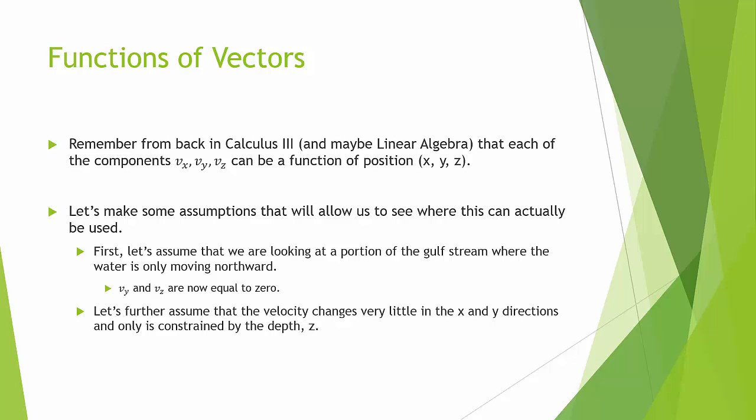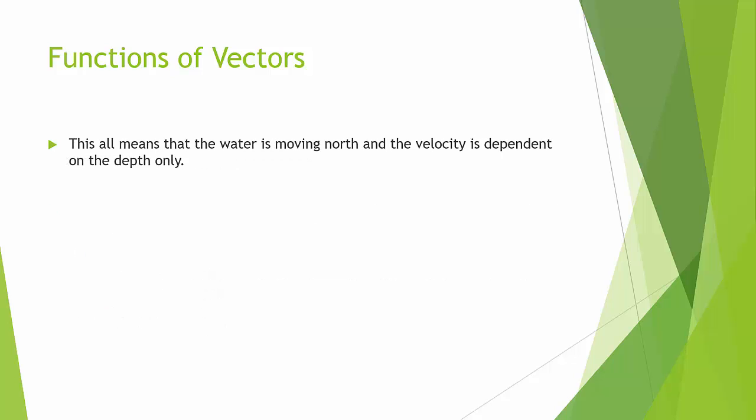So what this means is that if you were floating in the ocean or if you had scuba gear and you were neutrally buoyant at a certain depth, if you were to move yourself left or right or even just drift forward, your velocity is going to remain constant so long as you remain at the same depth. So what this all means for our model is we're looking at a chunk of water where all the velocity is moving north and the velocity is dependent on the depth only.